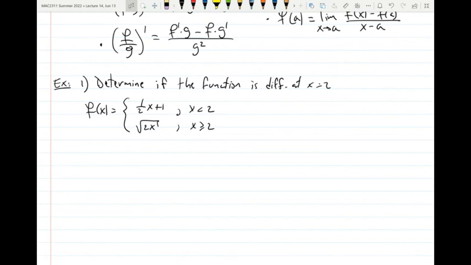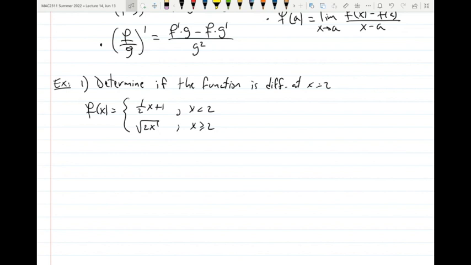For example, to the left of 2, this is a line. There's nothing wrong with lines. They have a slope, right? To the right of 2, this is a square root function. There's nothing wrong with a square root function. At any point on the square root, you can always find a tangent line. The only exception is 0, where the graph of the square root starts, that you have a vertical tangent line, and then we say that the derivative doesn't exist at that point. Otherwise, you can always find a nice little tangent line.